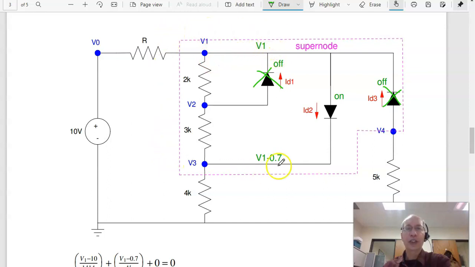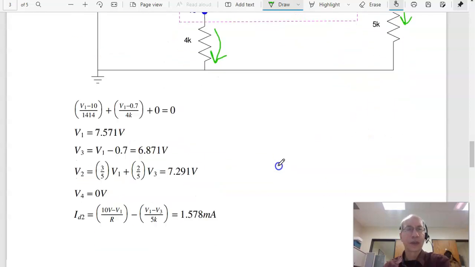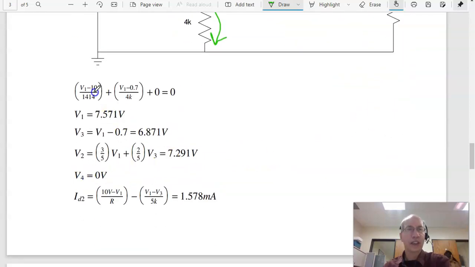I'm going to draw a supernode. So I've got resistors coming out, sum the current to 0. This current, which is V1 minus V0 over R, plus this current, V1 minus 0.7 over 4K, plus this current, which is 0, equals 0. So I've got my one equation, one unknown solved. V1 is 7.571 volts. V3 is V1 minus 0.7, 6.8 volts.